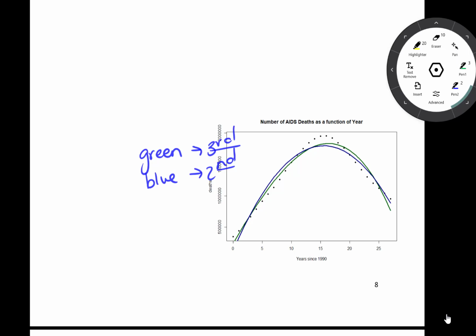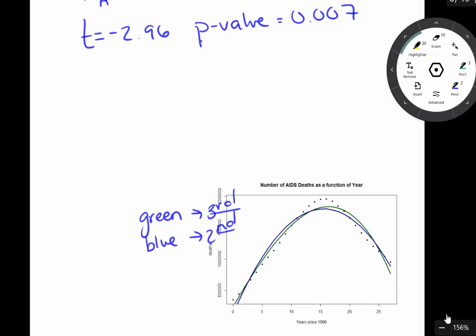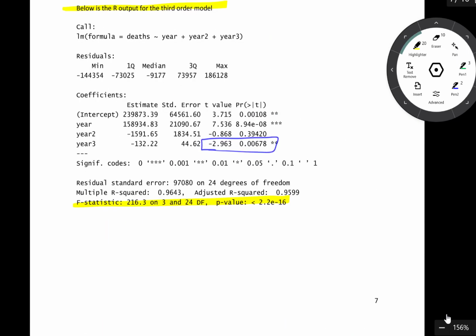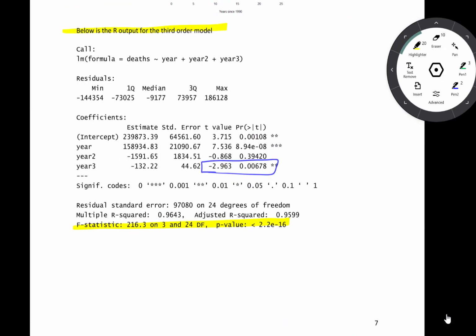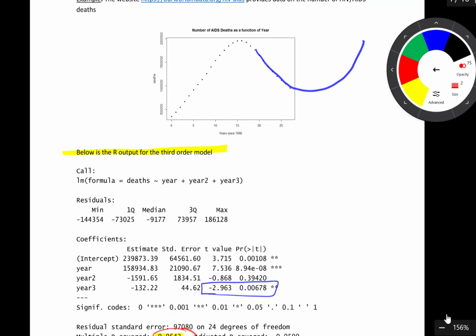And so you might ask in practice, which one would we use? Well, in practice, when you're choosing models, and we're going to talk more about model selection later on, you generally want to choose something that is as simple as possible, but still does a good job at explaining what is happening. So let's go back up in our output. One way to make this comparison is to look at the value of r squared. Notice here for our third order model, we have an r squared of 0.9643.